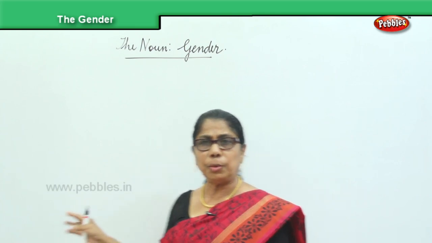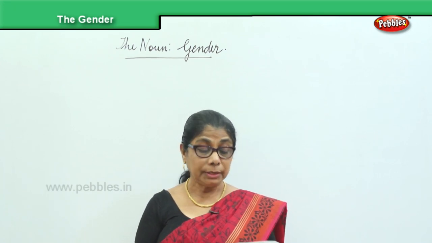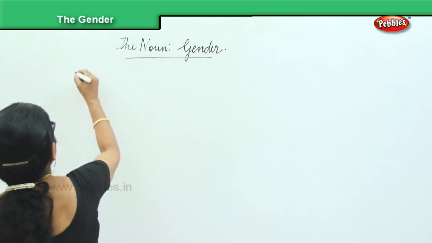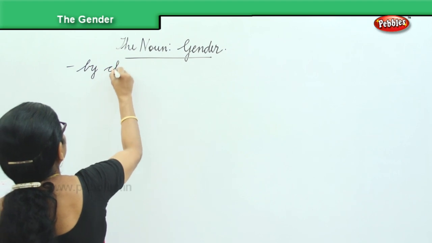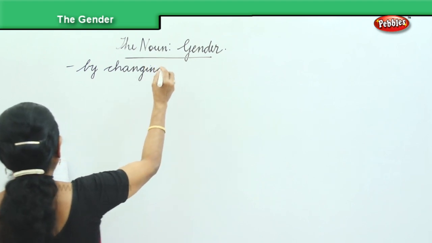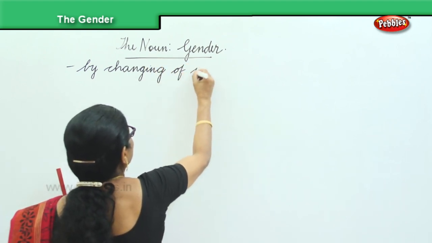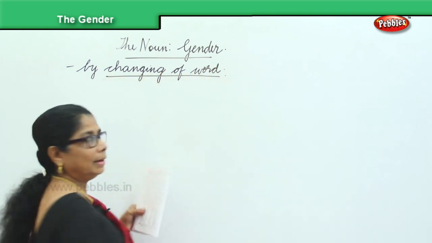In forming the feminine gender, you have to change the word itself. There are some things that we've got to be very careful about. By changing a word, we're going to form the feminine gender. By changing of word, that's what we are going to do.